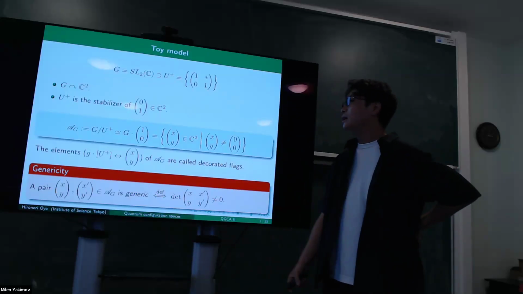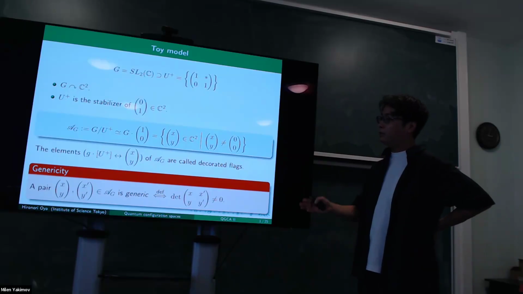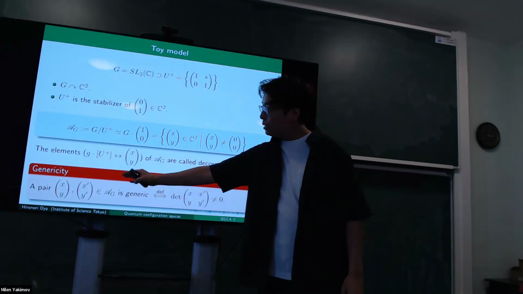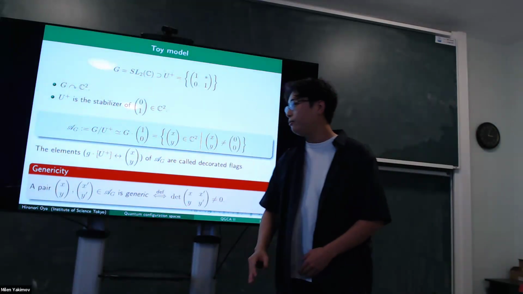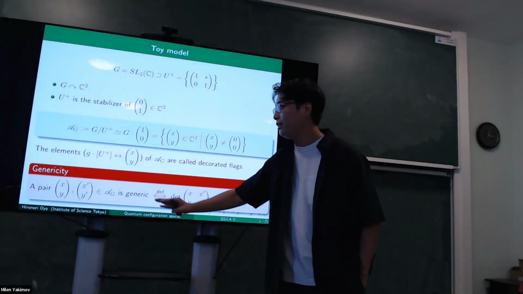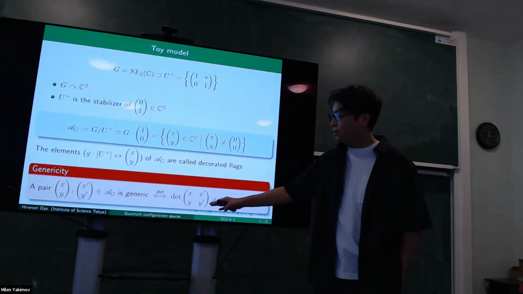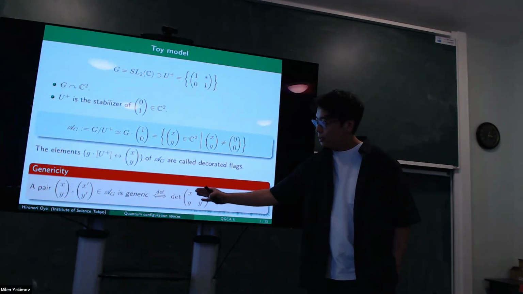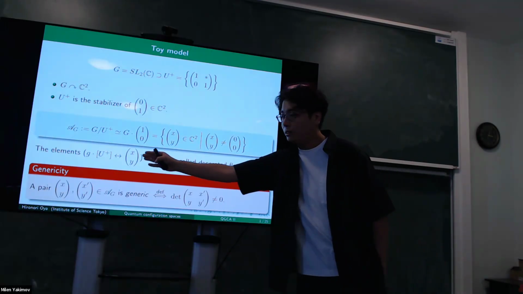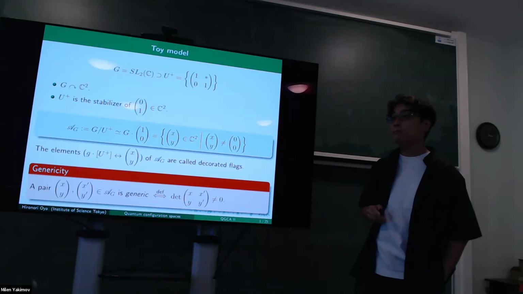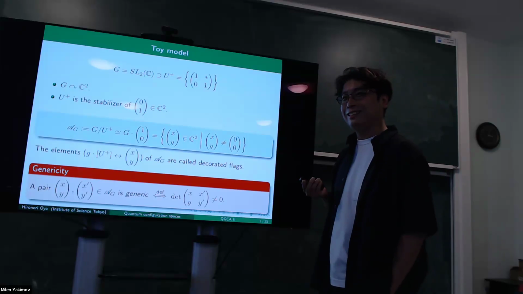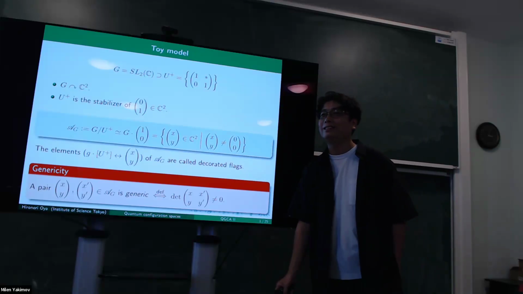And in my talk, the genericity of two decorated flags is important. So a pair of decorated flags is said to be generic if the determinant of this matrix is not equal to 0. In this case, we call these two a generic pair. So generic is basically the same as linearly independent, I guess, right? Yes, independent in the SL2 case.